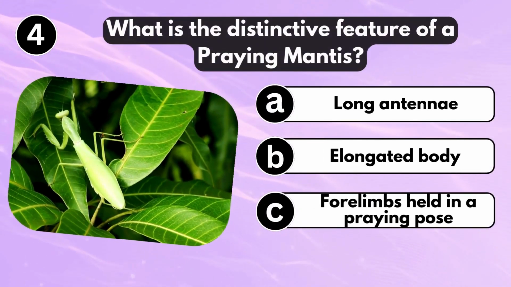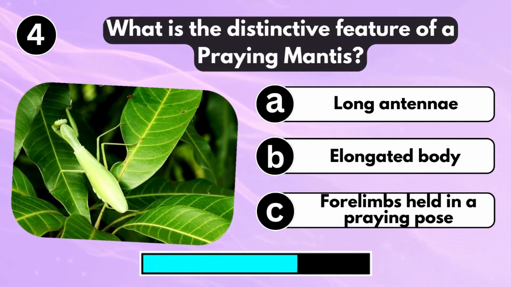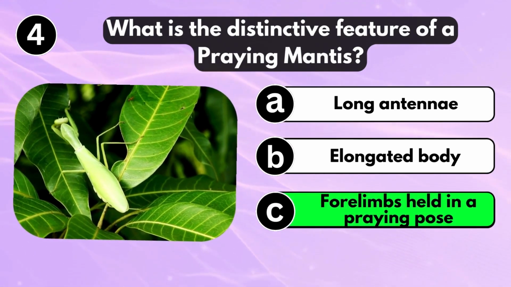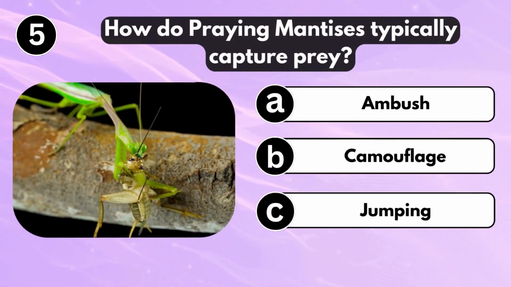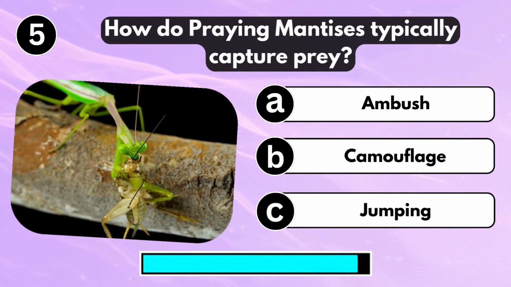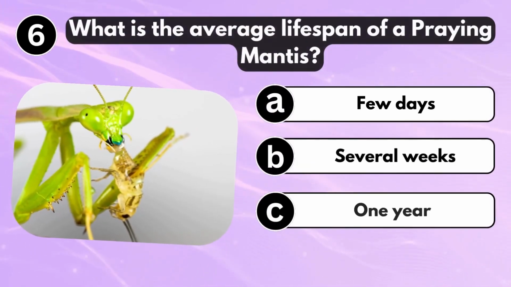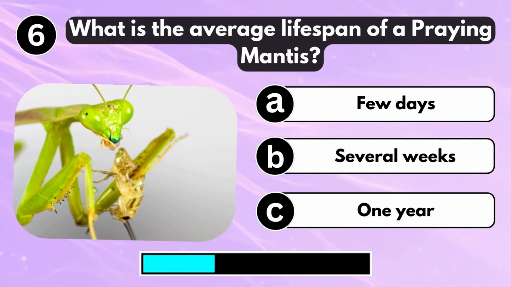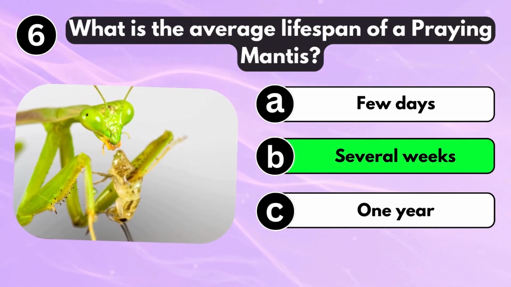What is the distinctive feature of a praying mantis? Four lines held in a praying pose. How do praying mantises typically capture prey? Ambush. What is the average lifespan of a praying mantis? Several weeks.